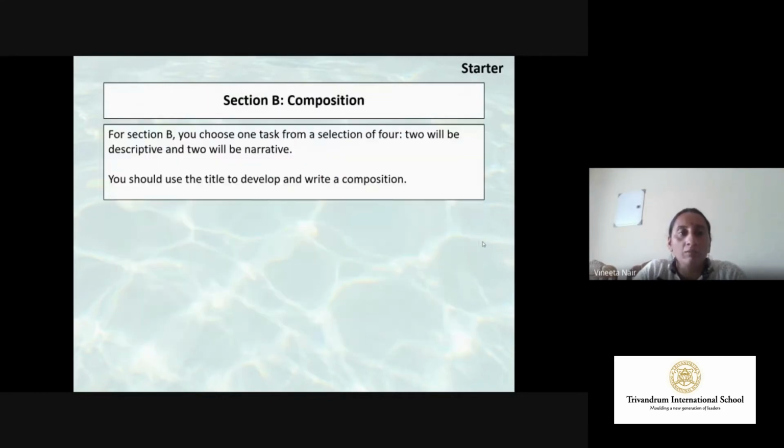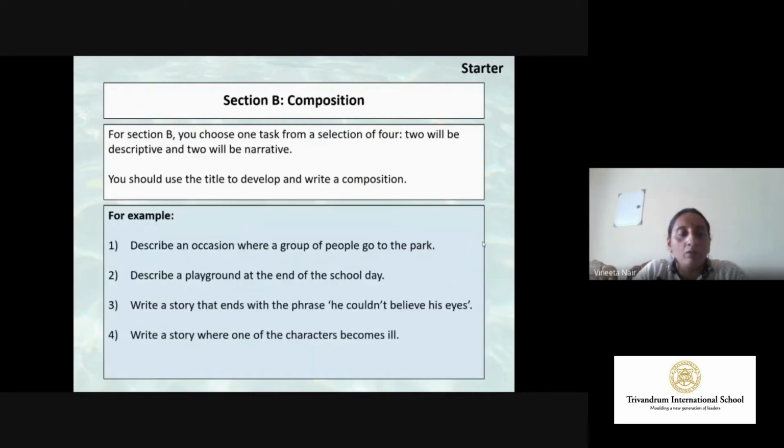Now moving on to section B, this is composition. Students usually love doing this section because they get to choose between writing an essay, which can either be narrative or descriptive. They need to use the title to develop and write a composition. This can be a sample question. Maybe this is how an exam paper might look like. They need to choose one amongst these 4.